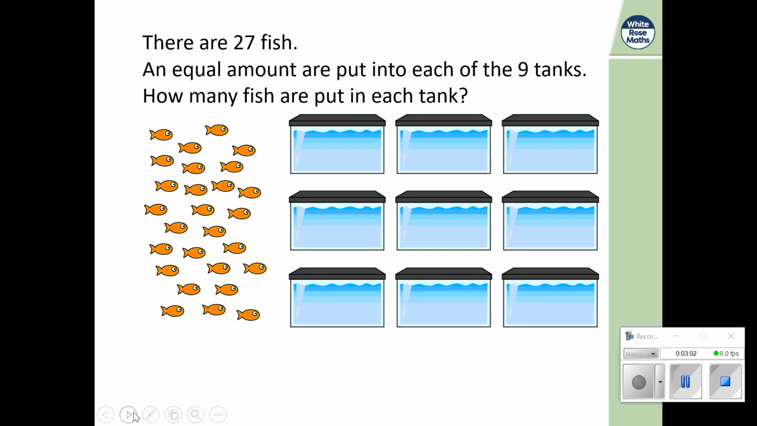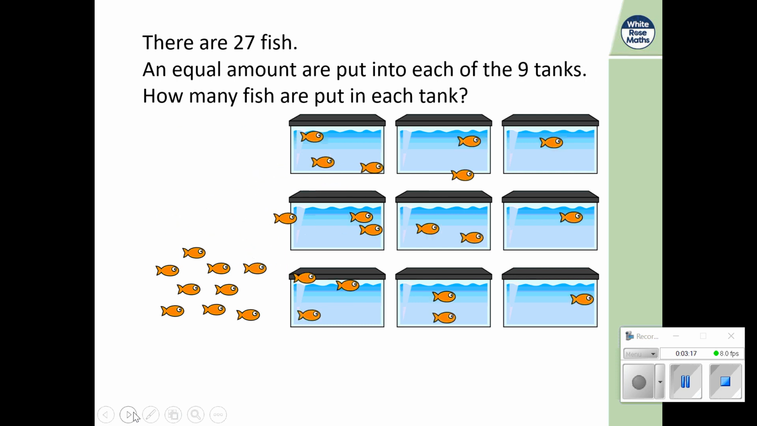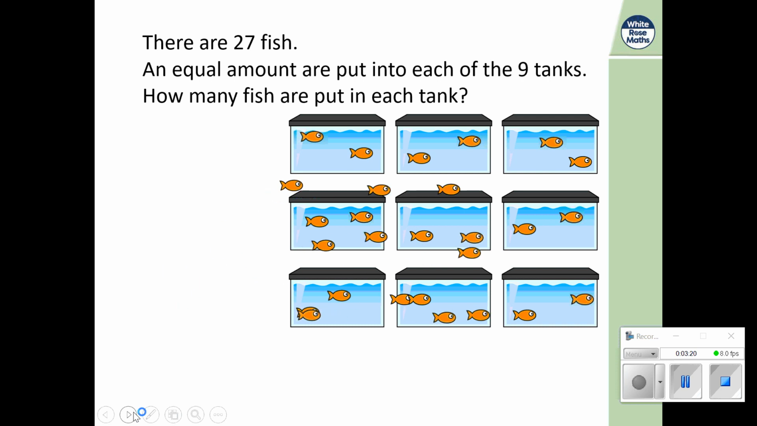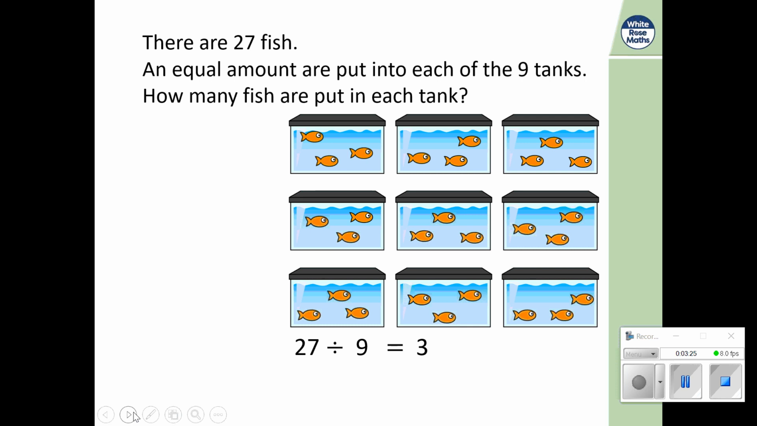Okay, this time we have a fish tank. Now, an equal amount are put into each of the 9 tanks. How many fish are put in each tank? So we've got to share our fish between the 9 tanks. Here we go. 1 for you, 1 for you, 1 for you, and that's how it would normally go. So there are actually 3 fish in each tank. So 27 divided by 9, so shared into 9 groups, is 3. Okay, 27 is the total number of fish, 9 is the number of fish tanks, and 3 is the number of fish in each tank.